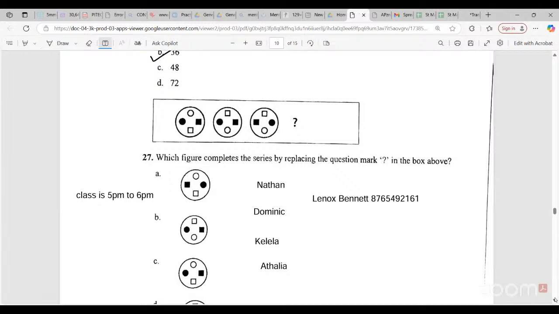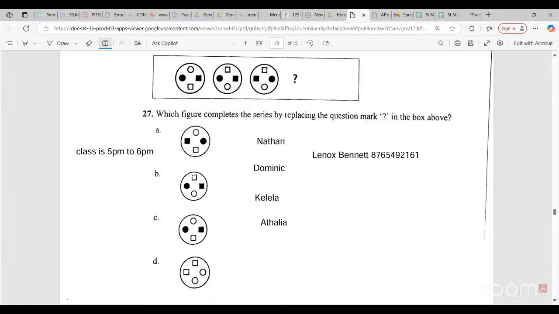So, sir, the question says which figure completes the series by replacing the question mark in the box above. So it showed us 3 images. Oh, let me show one more. That's what I'm trying to do. 4 images, yeah.